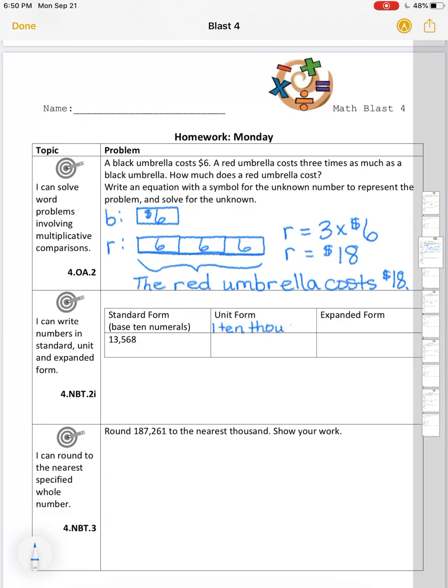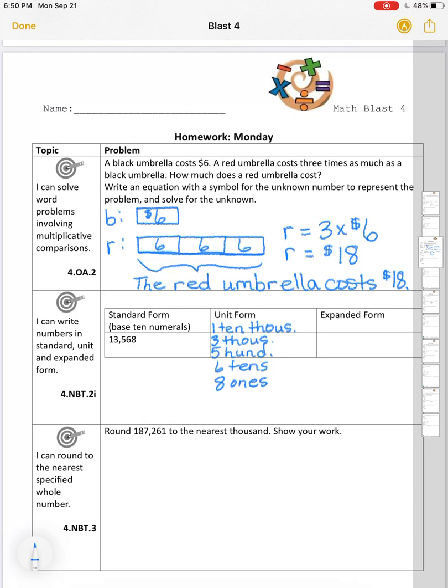I'm going to abbreviate. 3 thousands, 500s, 6 tens, and 8 ones. Now that's not the only way that I could represent the unit form. I could have put the 1 and the 3 together and said that's 13 thousands, 500s, 6 tens, 8 ones. Another way I might have said that was 13 thousands, 56 tens, 8 ones. And there are other ways also.